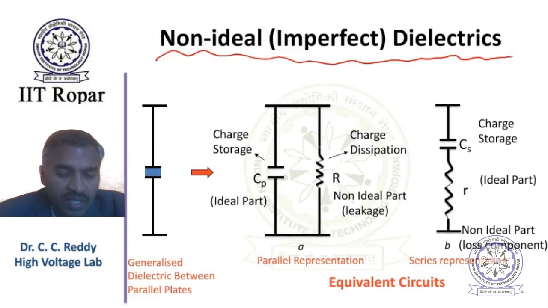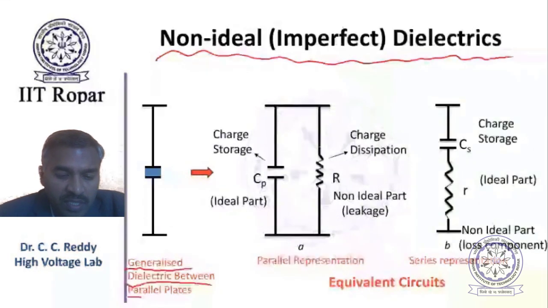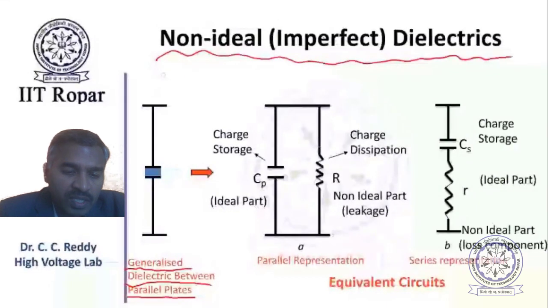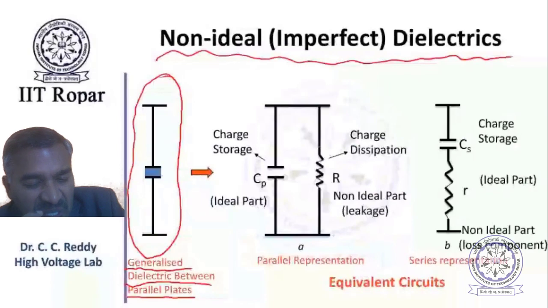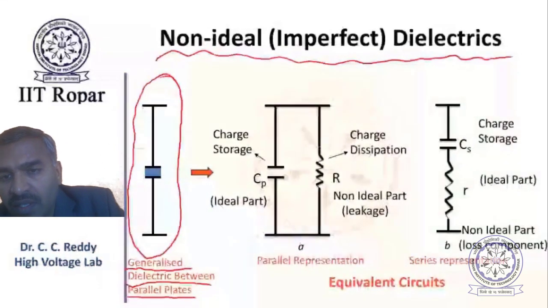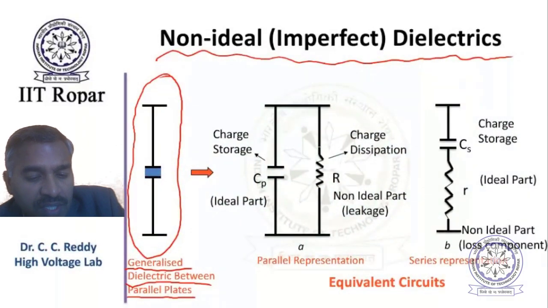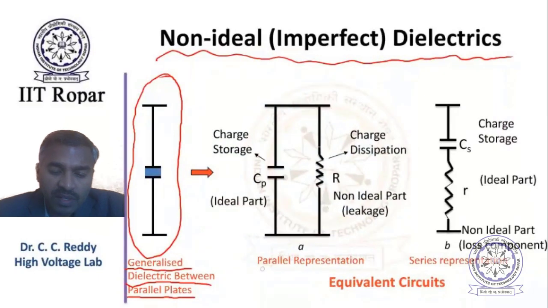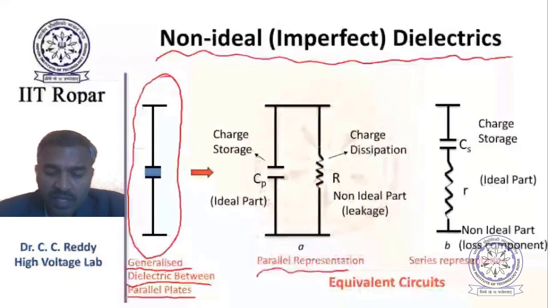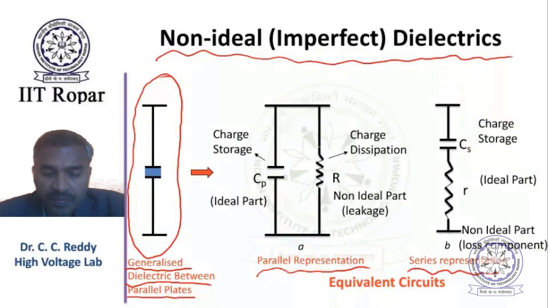So actually, this is the generalized dielectric between parallel plates, right? So it is basically a capacitor, a lossy capacitor. All capacitors will have some losses in them. So this lossy capacitor can be represented by two representations. One is parallel representation, the other one is series representation.